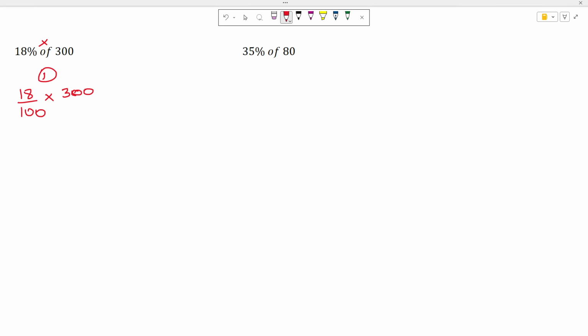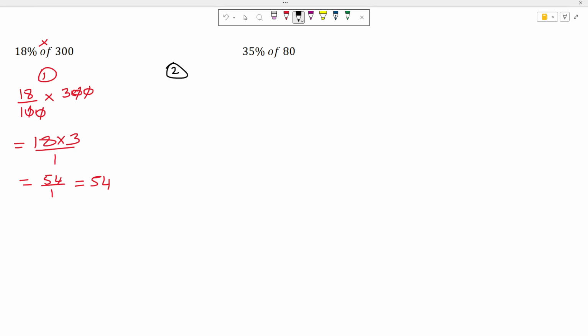Now what we're going to do next is, if we take a look at it, we can immediately simplify these two zeros and these two zeros. Make sure guys, when you simplify zeros, you can only simplify the top and the bottom, so the numerator with the denominator. Now after that, let's see what we have left. So we have 18 multiplied by 3 over 1, which is equal to 54 over 1, which is equal to 54.